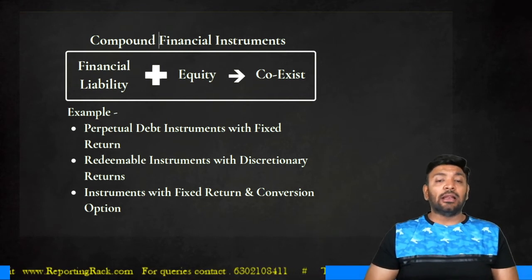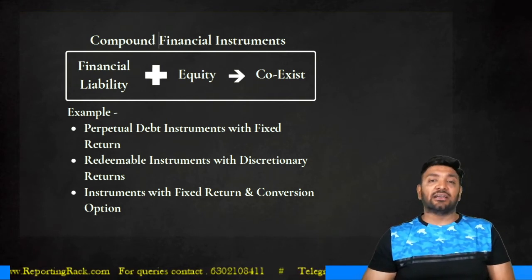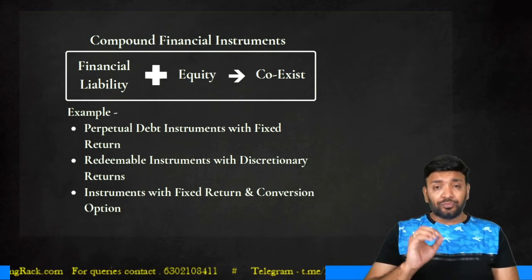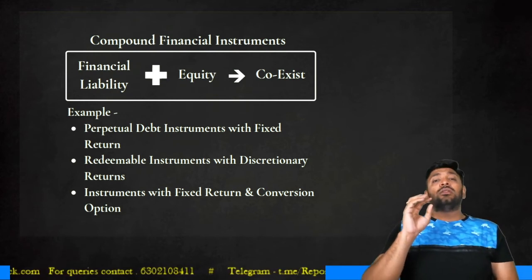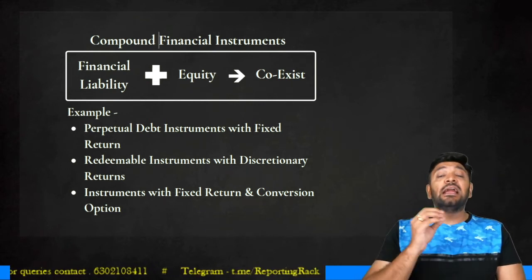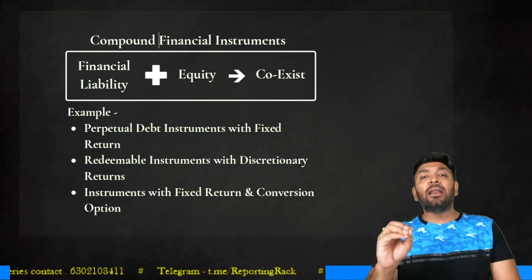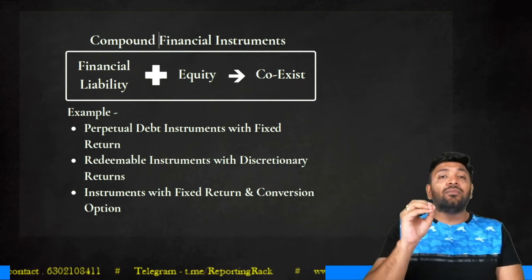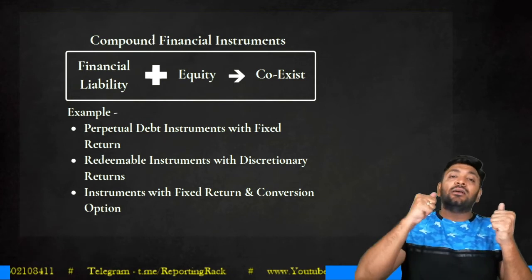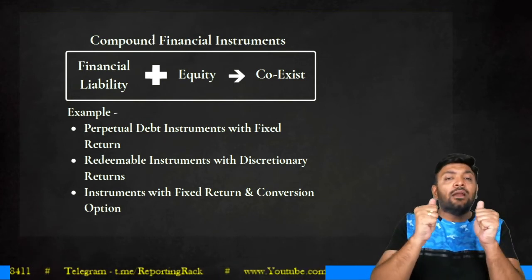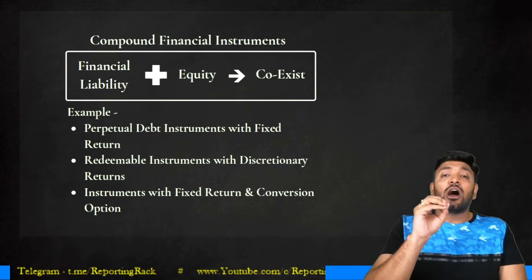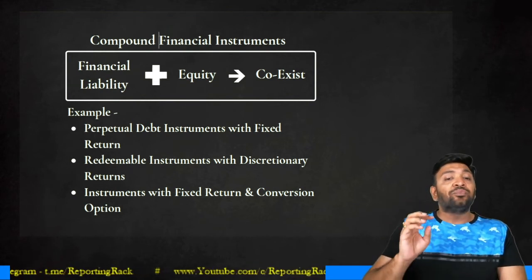Redeemable instruments with discretionary returns, like your non-cumulative preference shares. When I talk about the amount of preference dividend being at the discretion of the company, that is equity, but they are redeemable after a certain period of time. Therefore, there is a financial liability. So redemption is financial liability. Discretionary returns is equity. Both combined together in one single instrument should be called a compound financial instrument.